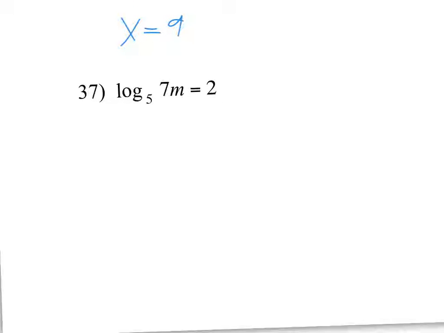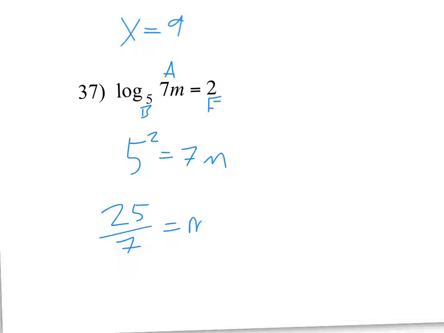Similarly, number 37, we've got base, answer, exponent: 5 squared is equal to 7m. 25 over 7 is equal to m after you do that out.